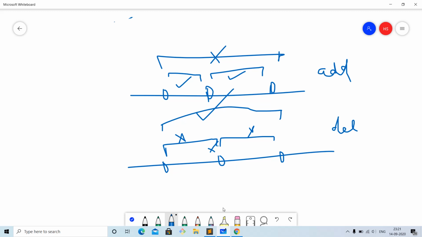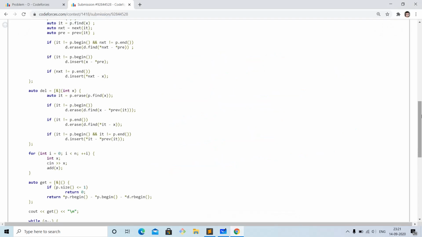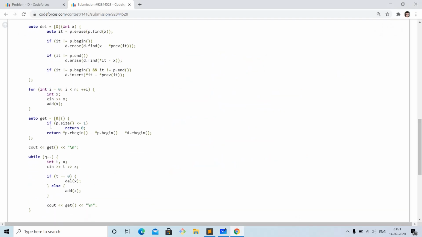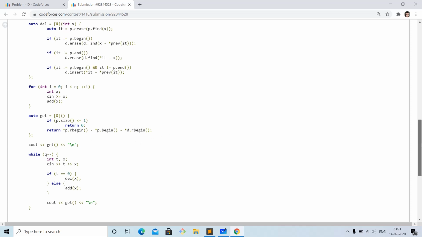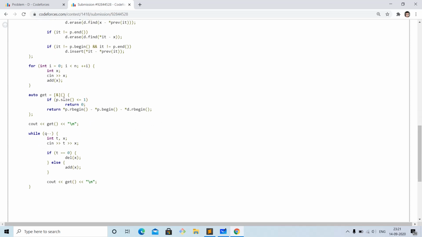So this is the add and delete operation, and after that, how do we output the result? If the coordinate size is less than or equal to 1, then the answer is 0, because we don't have to move any pile to any other place, since we have only one pile. Otherwise the answer will be the maximum element of the coordinate set minus the minimum element of the set, which denotes the distance between those two, minus the maximum distance between any two adjacent piles. So this will be the answer operation.